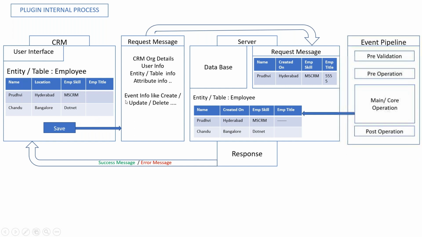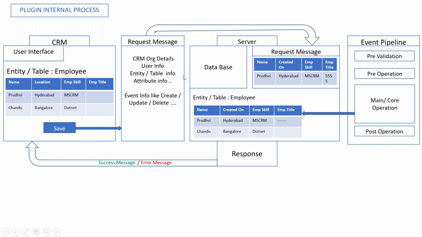And here you see there is an event execution pipeline. In the event execution pipeline, first it will check whether any plugin is registered in the pre-validation stage. If there is no plugin registered in pre-validation, then it will check for pre-operation. And if no plugin is registered in pre-operation, then it will go to the main operation. In the main operation, no custom plugins will be registered. Whatever plugins Microsoft created will execute. Custom plugins means the plugins that we develop.